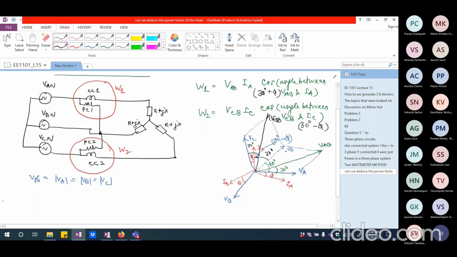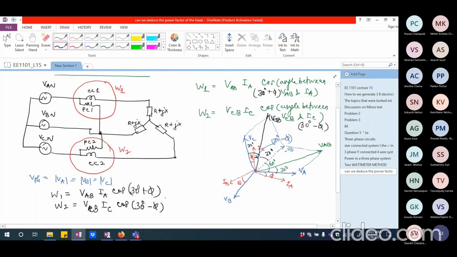So I should be able to write W1 equal to VAB multiplied by IA cos of 30 plus phi. And W2 will be equal to CB multiplied by IC and cos of 30 minus phi. If it had been leading power factor, it might have been the other way around. For W1, I might have got 30 minus phi, and for W2, I might have got 30 plus phi.